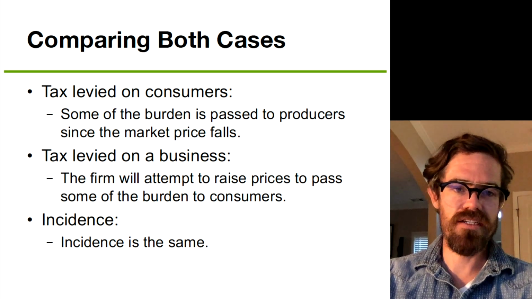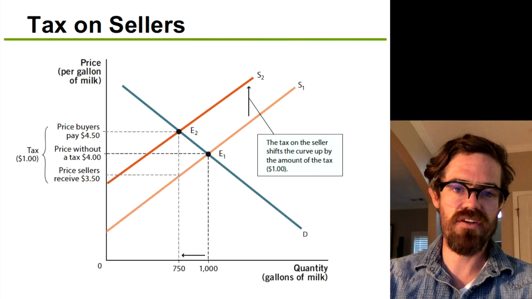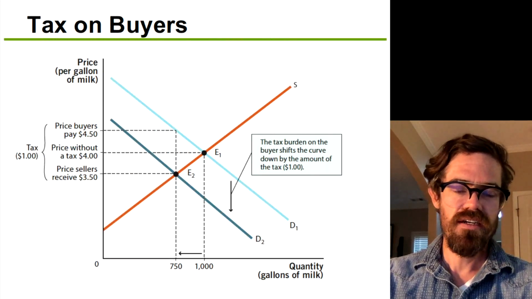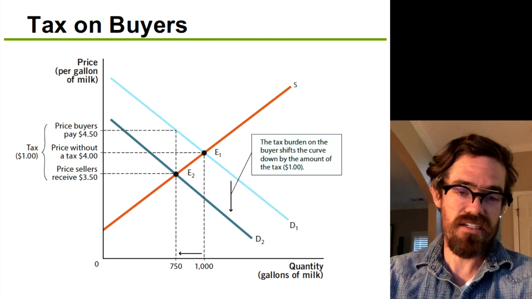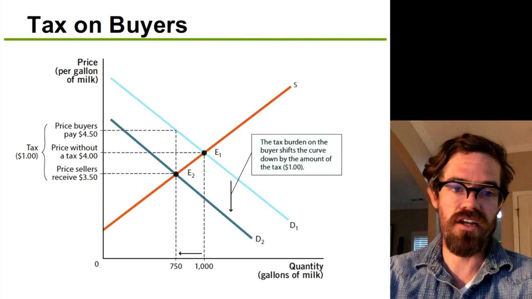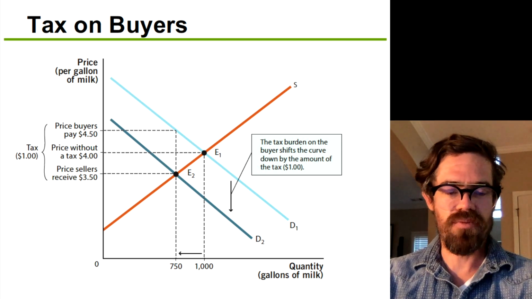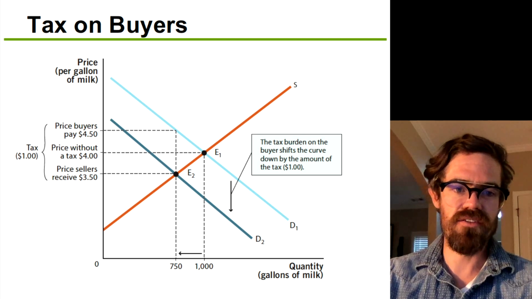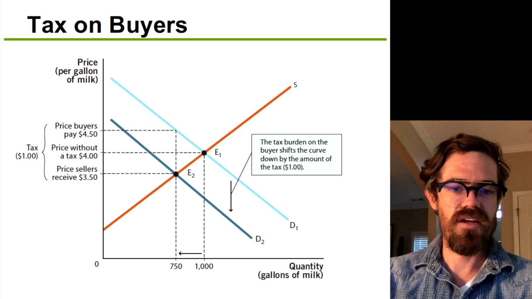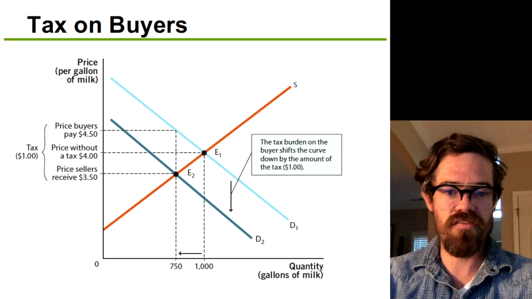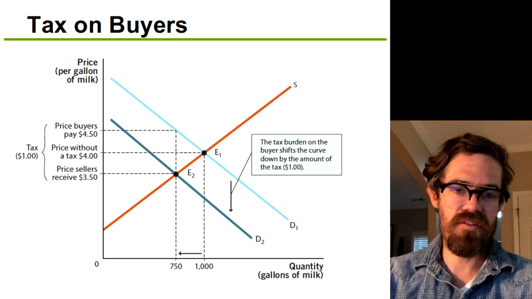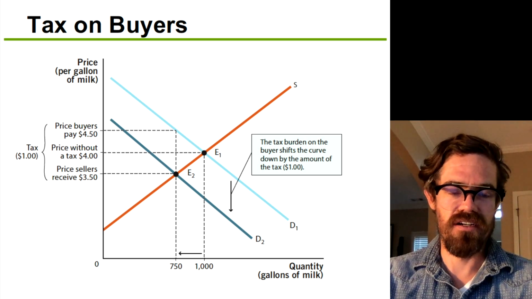So just to recap, to compare both cases, when the tax is levied on consumers, some of the burden is passed to producers since the market price falls, right? So back here in this picture, some sellers are hurt by this because they are now earning 50 cents less per gallon than they were without the tax. They were able to sell at a price of $4 without the tax. Now they can only sell at $3.50. So they're basically picking up half of the burden here when the tax is levied on buyers. And half of the burden of the tax is on buyers, right?